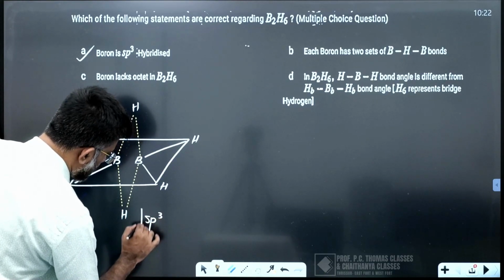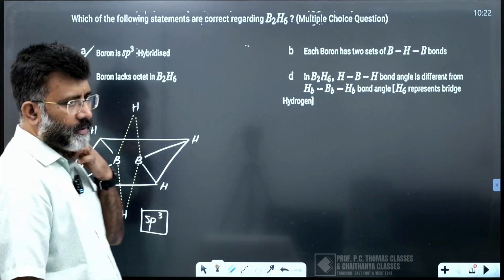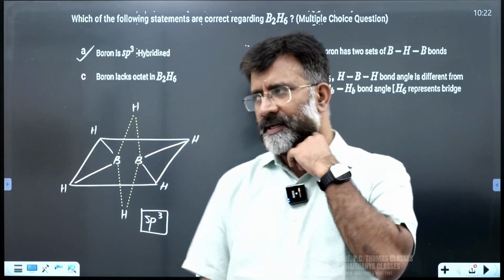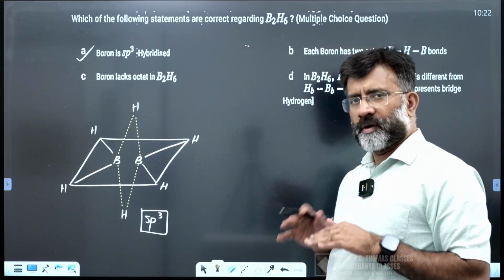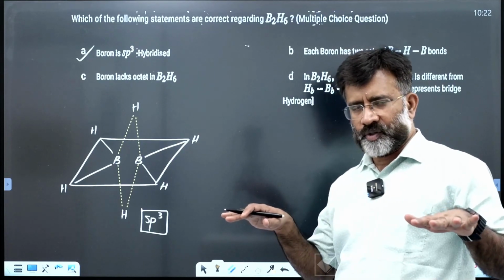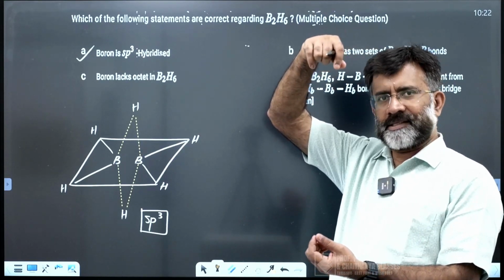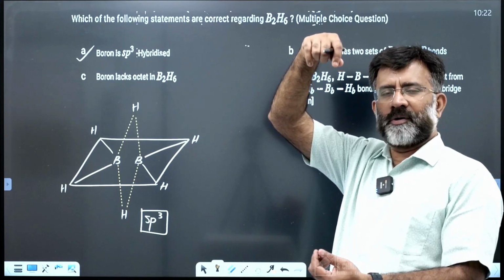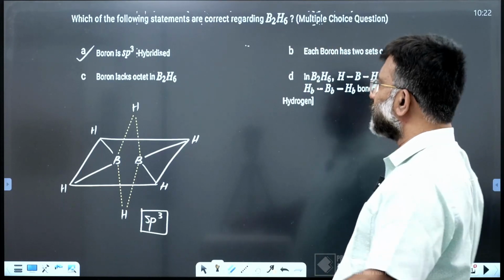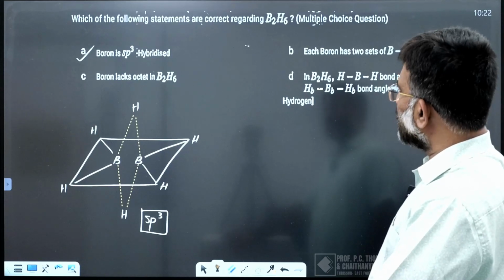It makes sp3 hybridization and it is a non-planar system. 4 hydrogens are in the planar region and 2 hydrogens are bridging, one above the plane and one below the plane. Option A is a correct statement.